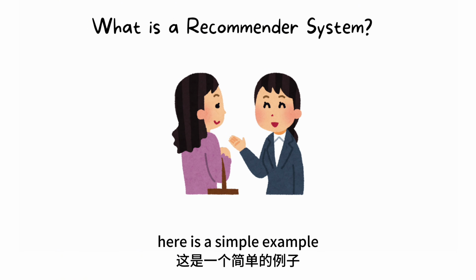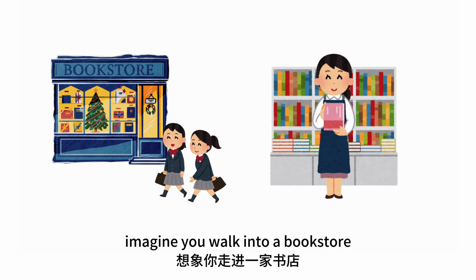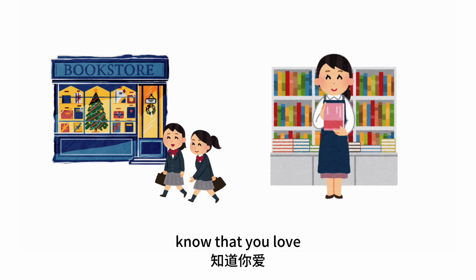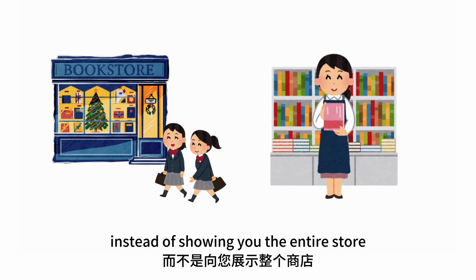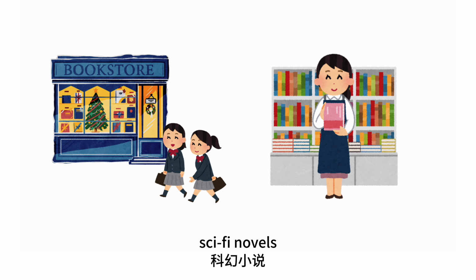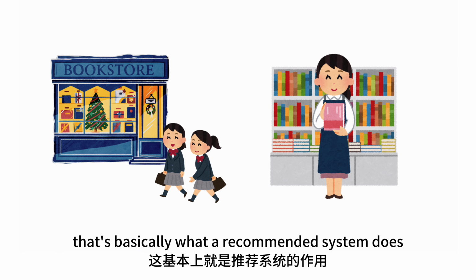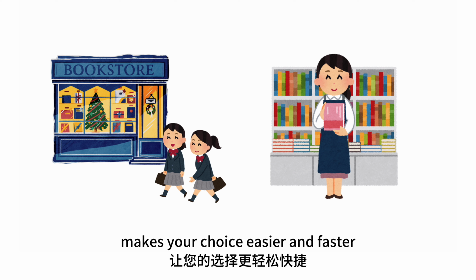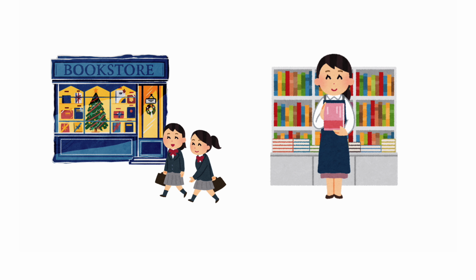Here is a simple example. Imagine you walk into a bookstore and the store owner already knows that you love science fiction. Instead of showing you the entire store, they'll take you straight to a shelf filled with sci-fi novels. That's basically what a recommender system does. It makes your choice easier and faster.